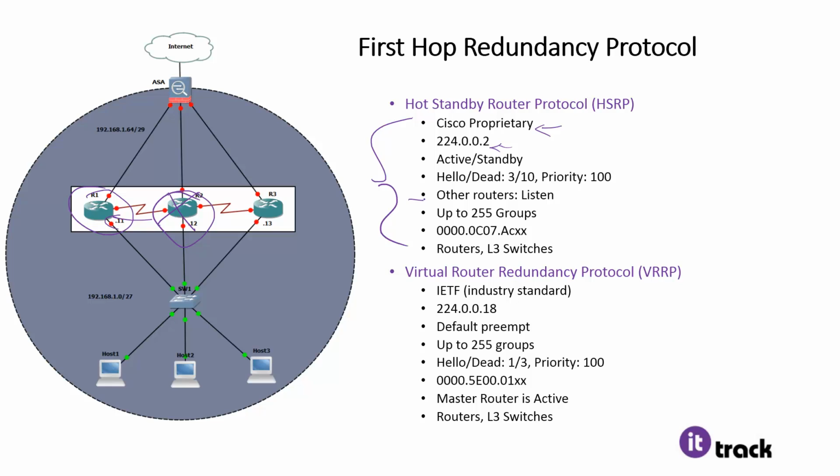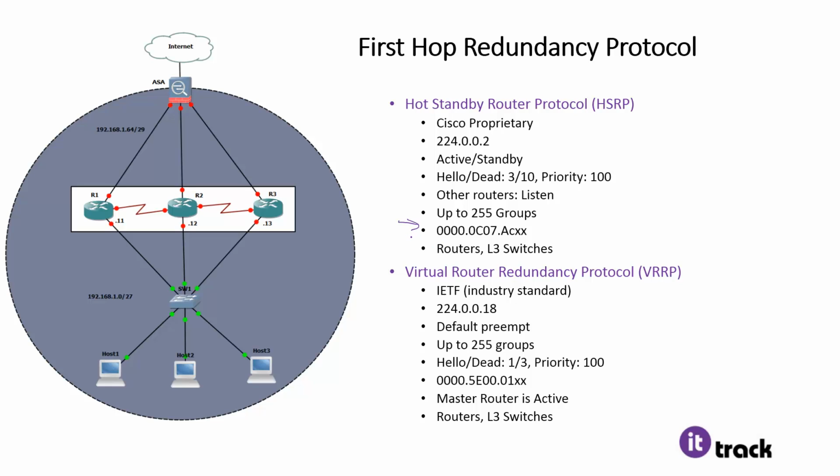We also can have other routers participating in the group, but they are not an active nor a standby. They would be in a listen mode. So if I had 3 routers here, R2 was the active, R1 was the standby, R3 would be in a listen state. And if R2 went down, this guy would become active, and this guy would be the standby. And you can have up to 255 groups per interface.